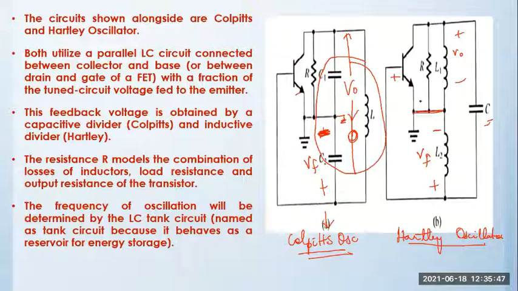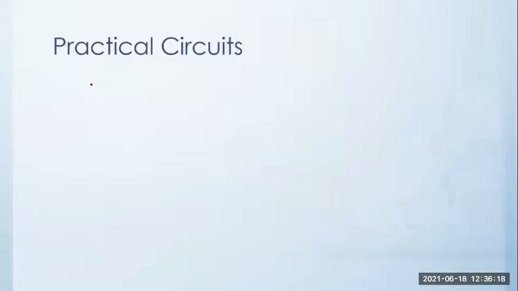And the resistance R, which we have considered here, models the combination of all the capacitor and inductor losses. It will also include the load resistance and output resistance of the transistor. So we have used a single resistor R to represent all. It represents all the values. Let's see what will happen. We said in a tank circuit, energy will be shifting alternately between capacitor and inductor.